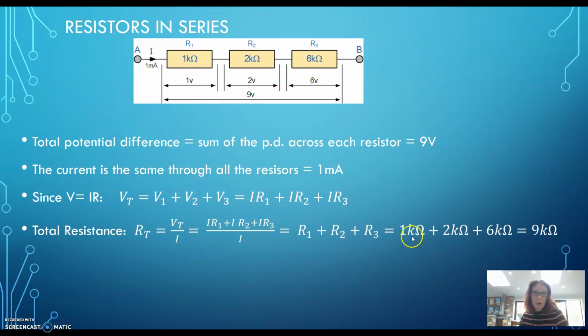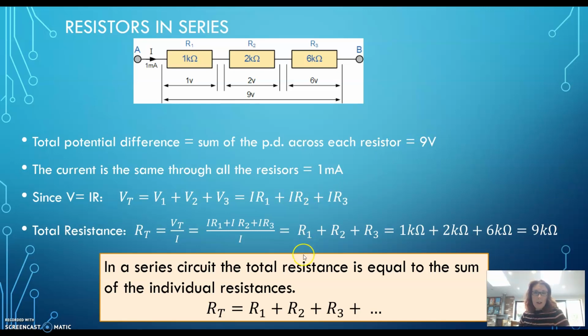In our example, we've got 1,000, 2,000 and 6,000 ohms, add them together, 9,000. So very simply, for resistors in series, the total resistance is equal to the sum of the individual resistances, R1, R2 and R3, and however many you've got.